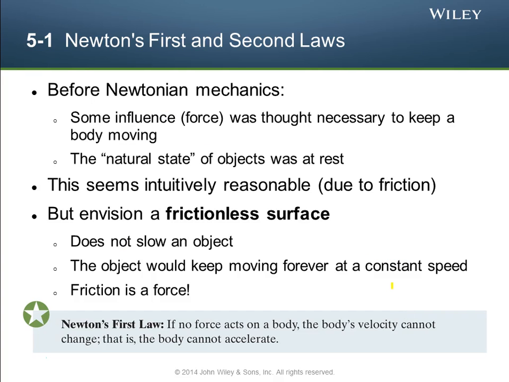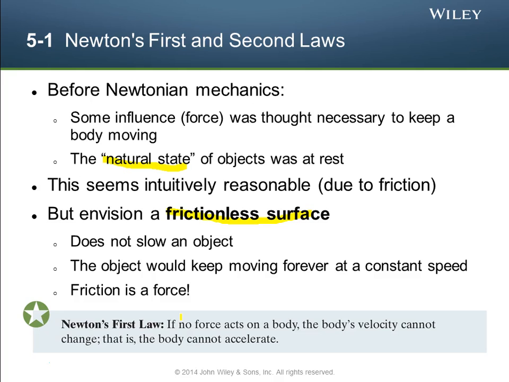Before Newtonian mechanics came onto the scene, there was Aristotle's point of view, where he felt that some influence of force was necessary to keep a body moving. There was this idea that the natural state of objects was at rest. This was intuitively reasonable because if you watched things in everyday life, they would eventually come to rest. Now this was because of friction, and they weren't really thinking about what friction was, or even the idea of a frictionless surface. If we envision a frictionless surface, we can see that objects do not slow down naturally. They need a force. And so that tells us that friction is in fact a force.